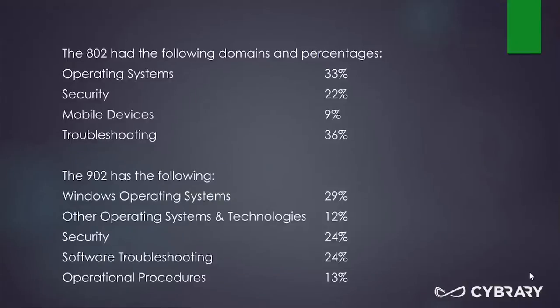The 802 had the following domains and percentages. Operating systems was 33%, security 22%, mobile devices 9%, troubleshooting was 36%. The 902 has the following. Windows operating systems, 29%. Other operating systems and technologies, 12%. You're starting to get tested on Linux, command line tools, that sort of thing. Security is 24%, so is software troubleshooting, and operational procedures, 13%.